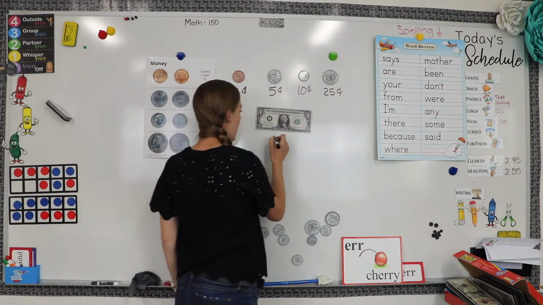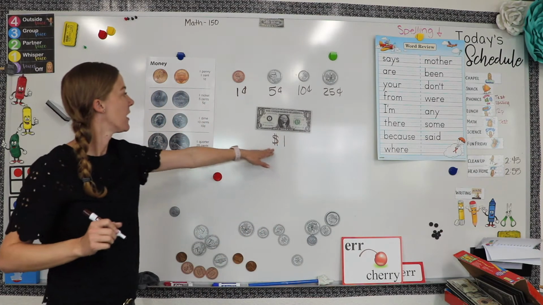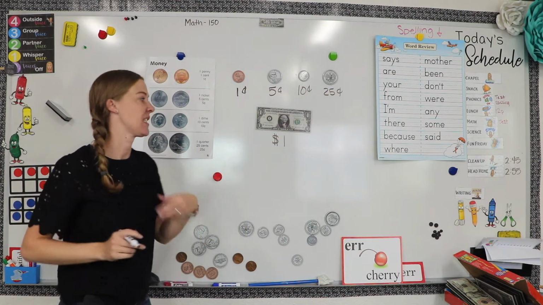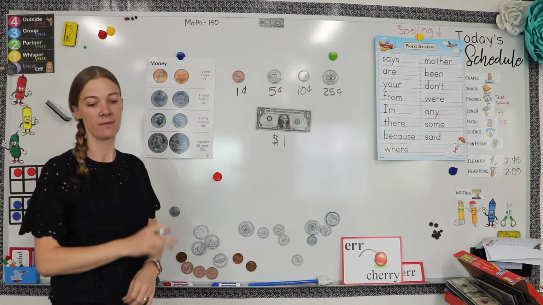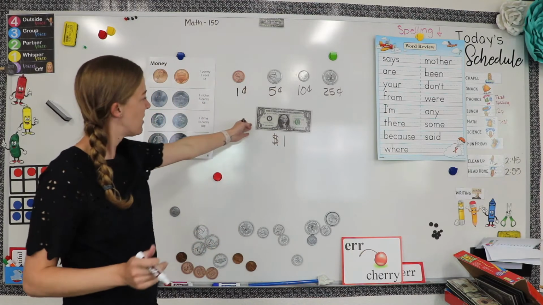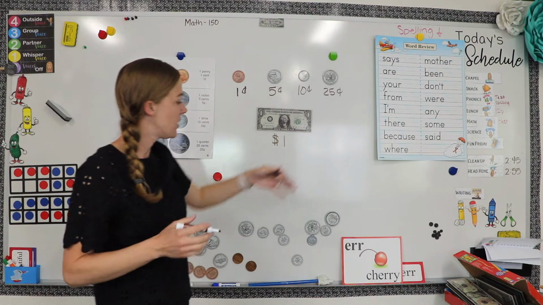Now, when I write $1, I do the dollar sign and a 1. Notice these little C's with lines in them, that stands for cents. The S with the lines through it is for a dollar, okay? So, how do you get to $1? I've got all these coins, but how do I get to $1?